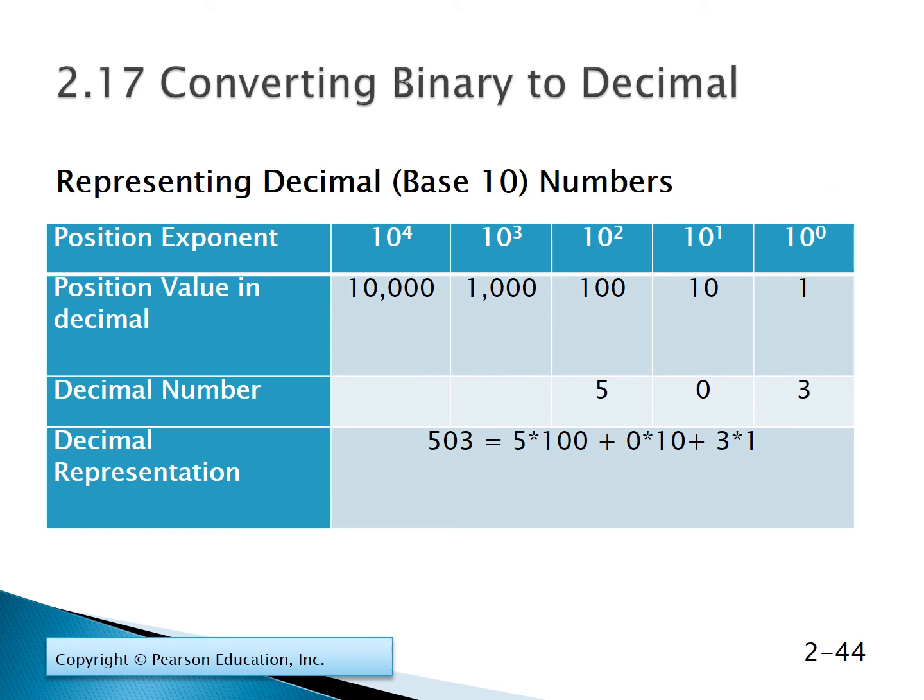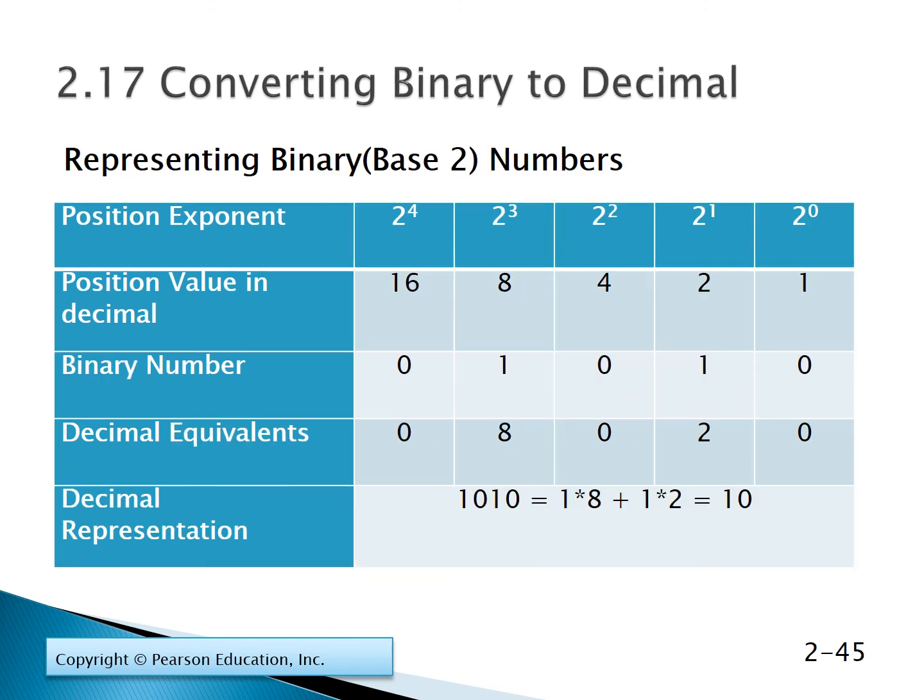And then if you are not familiar with binary numbers, this is how you convert a binary number to a decimal number. In decimal, you will have a number like 503. This one is the ones place, this one is the 10s place, this one is the 100s place. So 503 means 500 plus 0 times 10 plus 3 times 1. So it's 503 in the decimal representation.